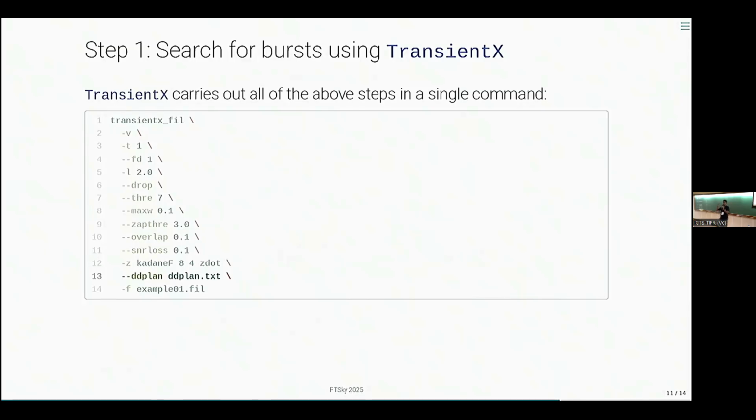This should give you a lot of time series. But what TransientX does internally is make a 2D array where each row is one of the time series at a different DM. That becomes something called a DM transform. I'll show what that looks like to give you an intuitive idea. And of course, this is the file that you will be using, example01.fil.